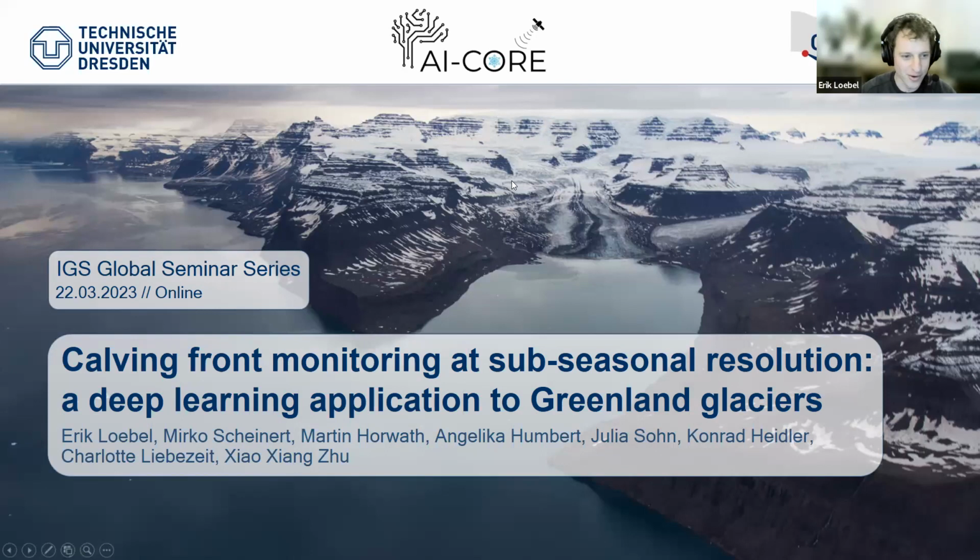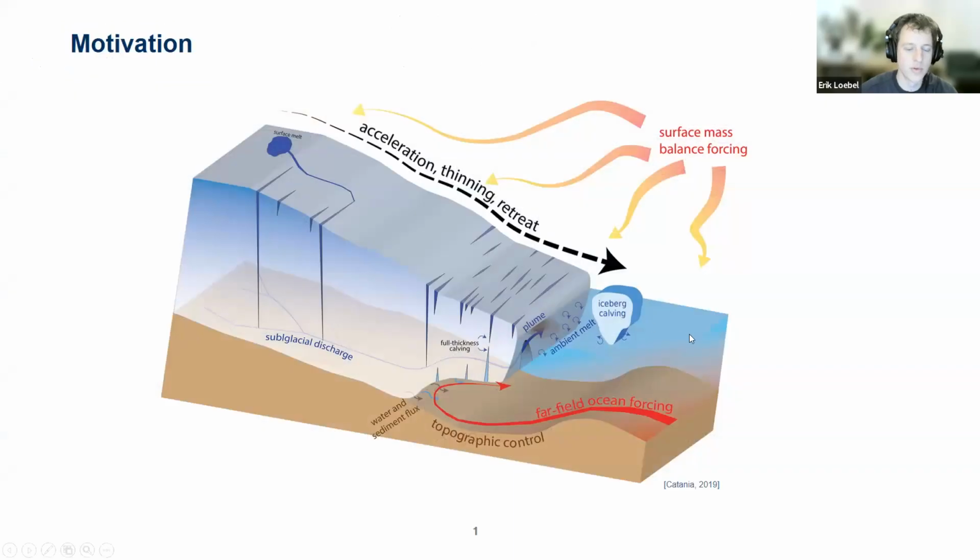So this talk will be about how we apply AI, or specifically deep learning, in order to automatically extract glacier calving fronts from satellite imagery. As an introduction, let me briefly introduce you to the motivation of our work. This schematic shows a typical marine terminating glacier. We have a lot of environmental factors which affect this glacier. This could be forcings from the ocean, the atmosphere, bedrock topography, or hydrological processes.